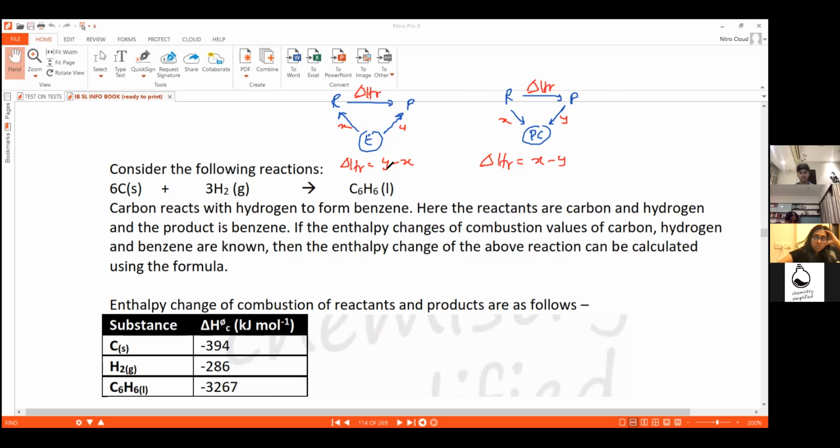You can see? So Y minus X means products, Y is for the products, no? X is for the reactant. So products minus reactants. And here, X is for the reactant, Y is for the product. So reactant minus product.